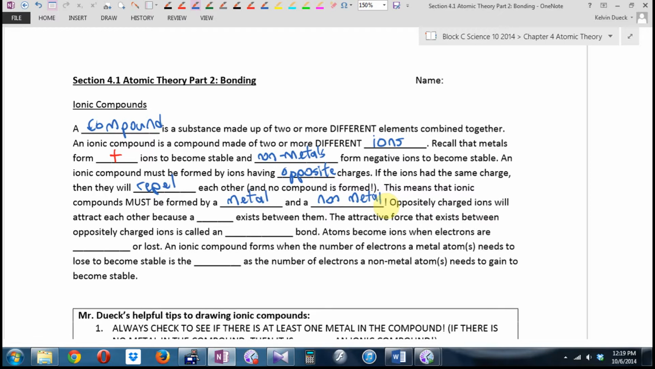Oppositely charged ions, positive and negatives, will attract each other because a force exists between them. A static charge, you see it on dry days between clothing. They want to cling to each other. They are oppositely charged. And this attractive force on the atomic level is called an ionic bond. An ionic bond is when two ions, one positive, one negative, attract each other and want to stick together.